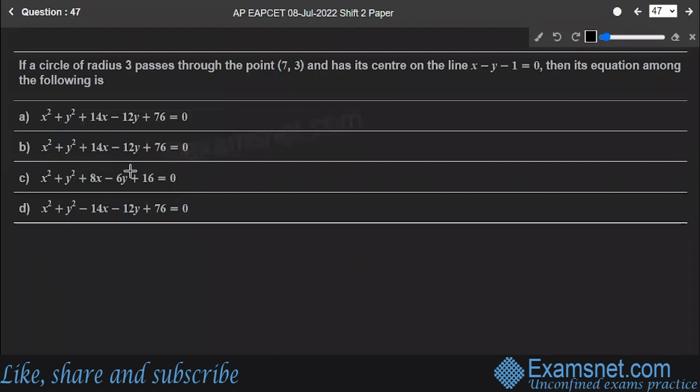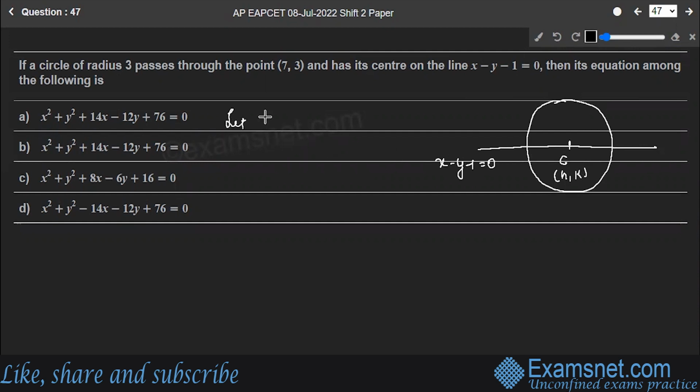Question number 47. If a circle of radius r passes through this point and has its center on this line, then its equation among the following is. So you are having this circle. Let's draw it first. This is the circle, and the center of the circle lies on this line. This line is given by x minus y minus 1 is equal to 0. So let C be the center having coordinates as h and k.